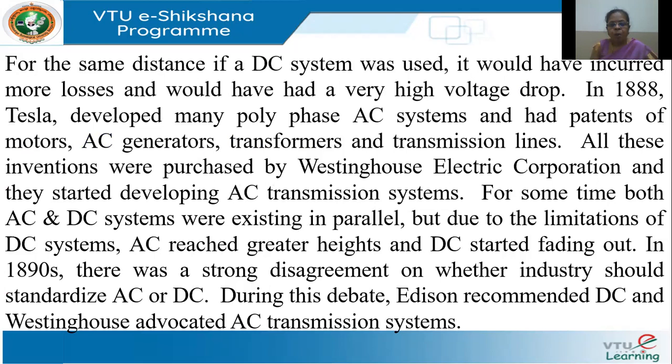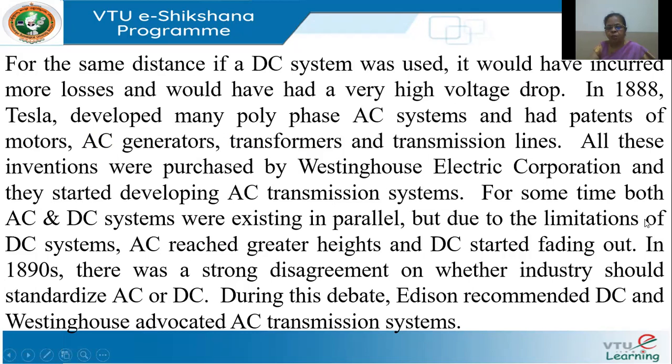Eventually, Westinghouse purchased all these patents and inventions, and started developing AC transmission systems. For a short time, there were AC systems and DC systems running parallelly, but the advantages of the AC system far outweighed the advantages of DC systems. There was a huge debate globally whether we should develop only AC systems or DC systems. Edison was for DC, but Westinghouse advocated AC. By then, the advantages of AC were clearly visible, and AC transmission systems took off.